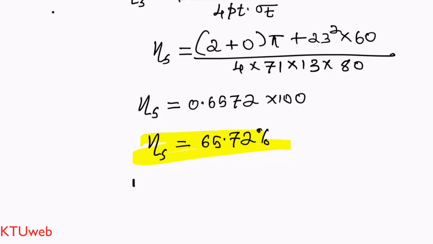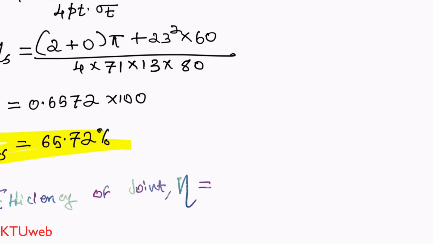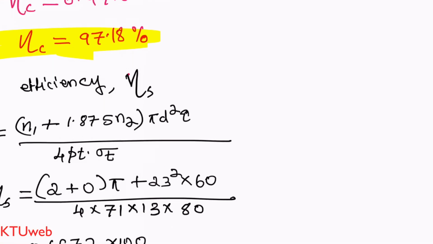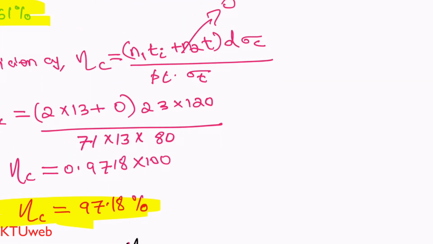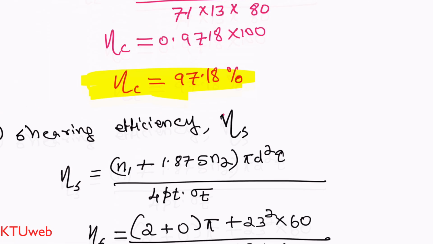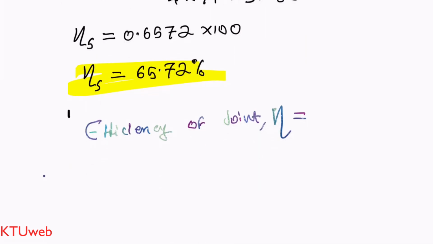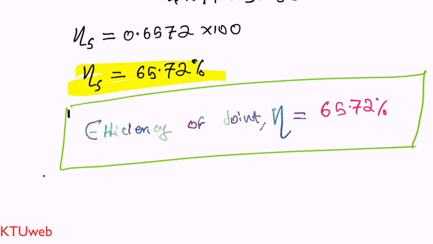So we have eta S as 65.72. And to find the efficiency of the joint, there is a very important thing here: you have to check all three. That is, eta S is equal to 65.72, eta C is 97.18 and eta T is 67.61, and it is obvious that we have eta S as the lowest value. We will take that as the efficiency of the rivet joint, that is 65.72 percent is the efficiency of this joint.